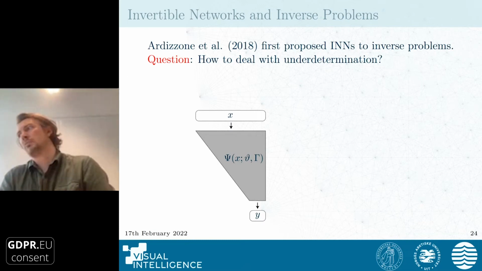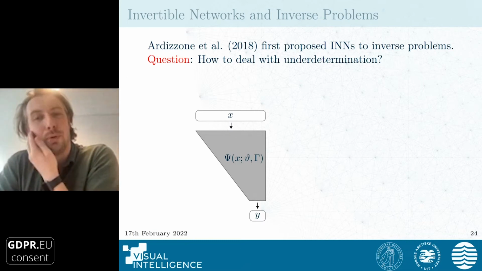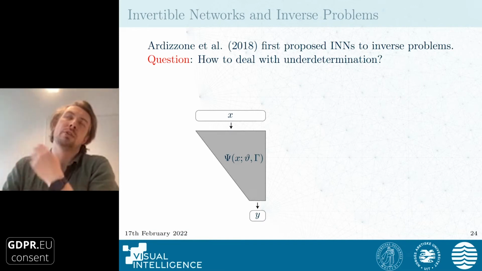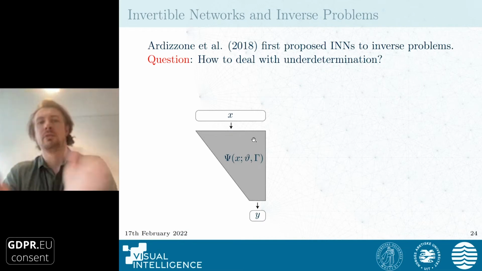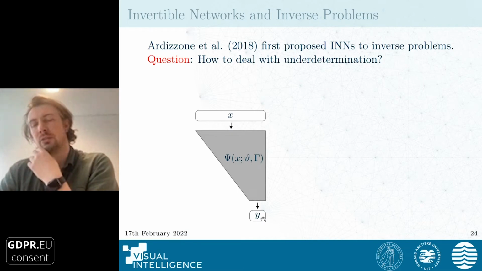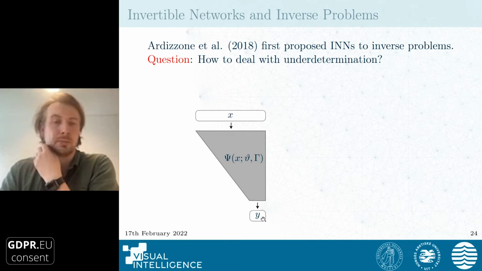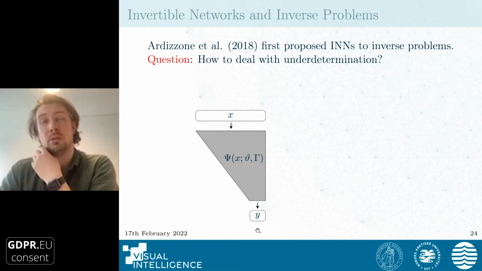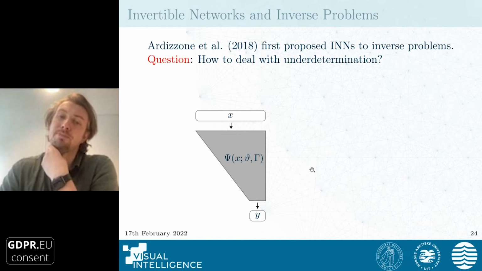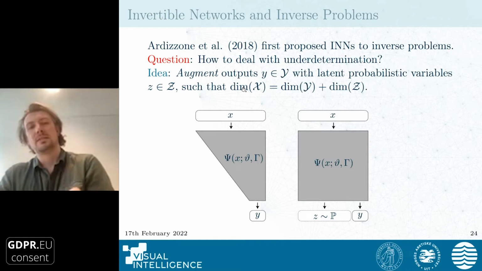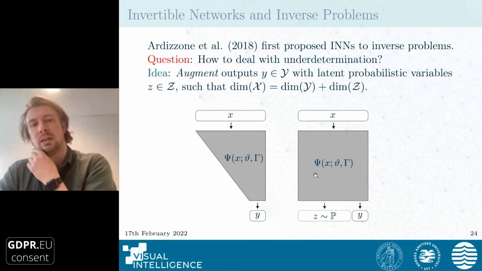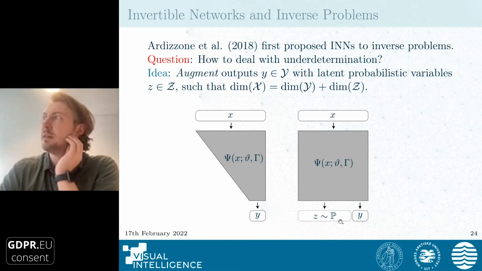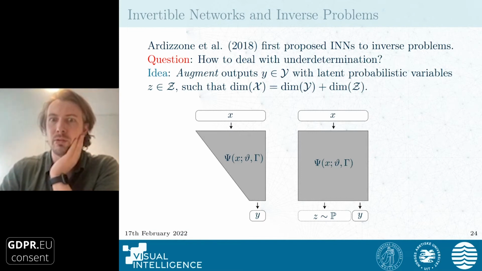So one of the cool proposals they had was how to deal with underdetermination. If you have some sort of information loss one way, it doesn't matter what you do, you're not going to be able to reconstruct an input from a very minimal set of outputs, or in general, it's not very easy to do that. So their idea was to augment the outputs with some latent variables that you ensure follow some probability distribution.